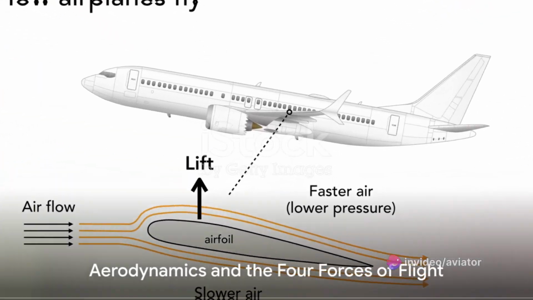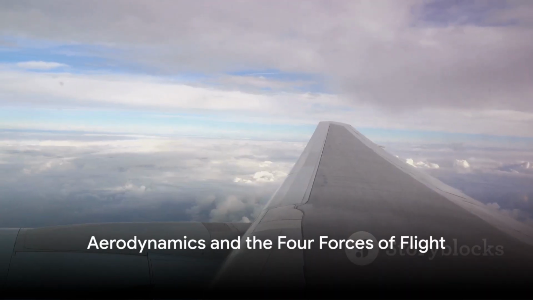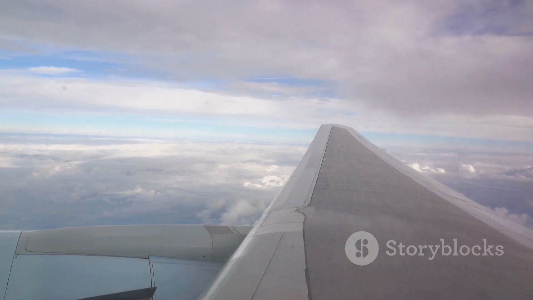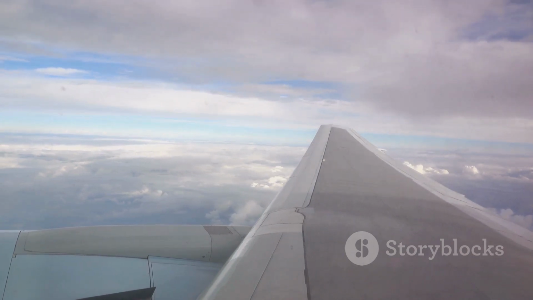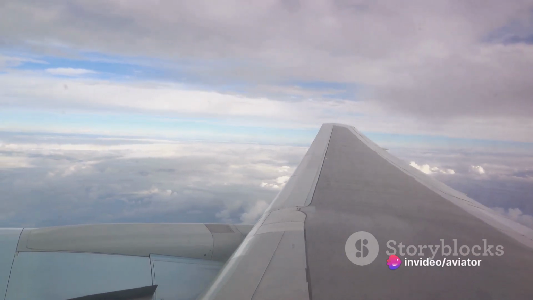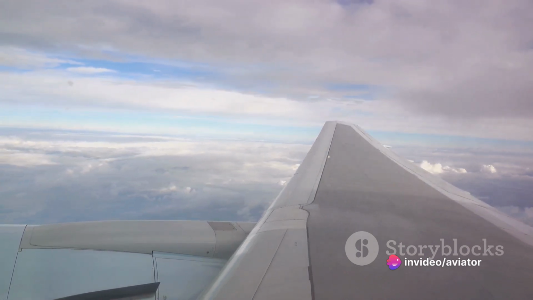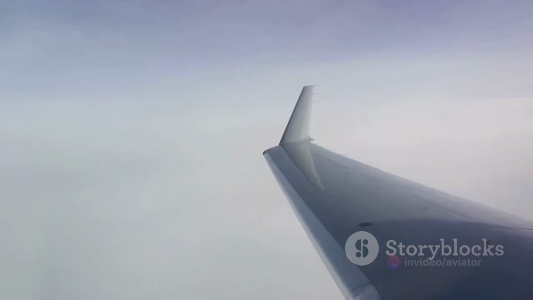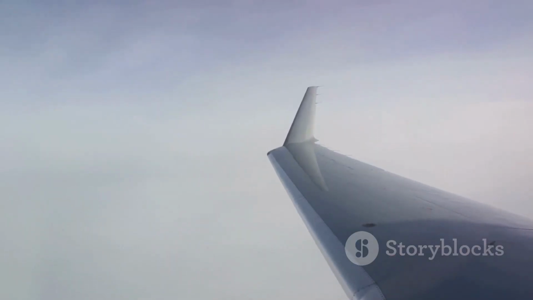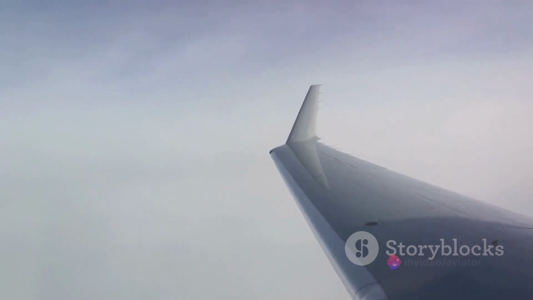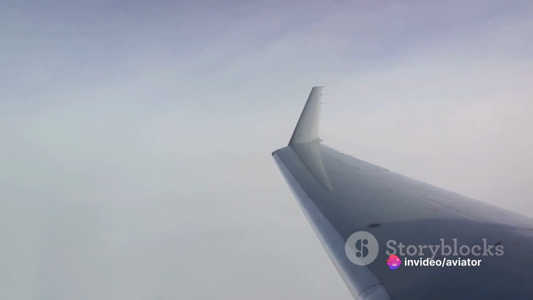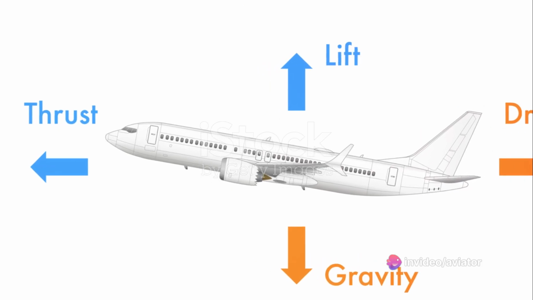Airplanes are marvels of engineering that rely on the principles of aerodynamics. Aerodynamics is the study of how air interacts with solid objects, such as an airplane. The design of an airplane, particularly the shape of its wings, plays a crucial role in generating lift. These wings, known as airfoils, create a pressure difference when air flows over them, which results in an upward force. This lift is the force that opposes gravity and keeps the airplane aloft.